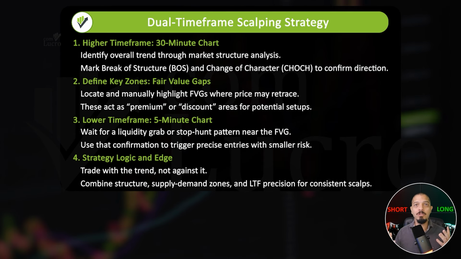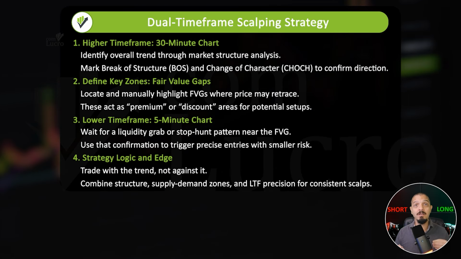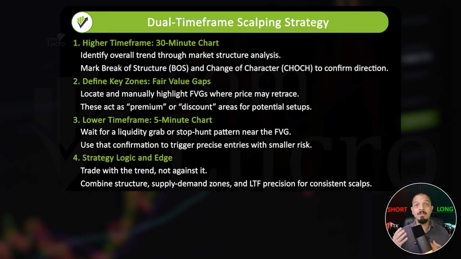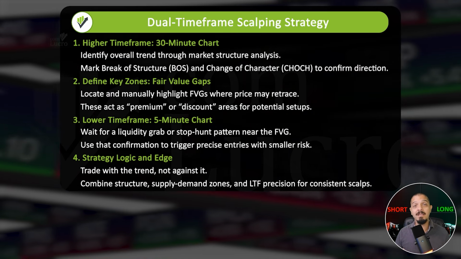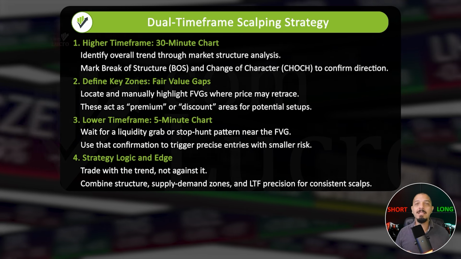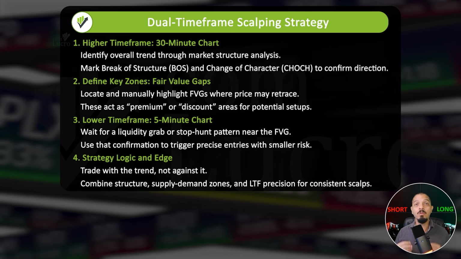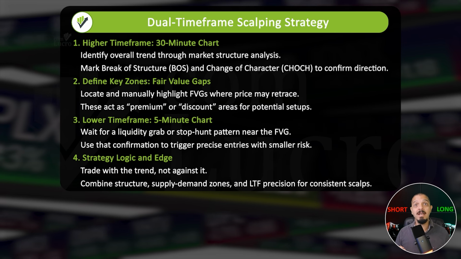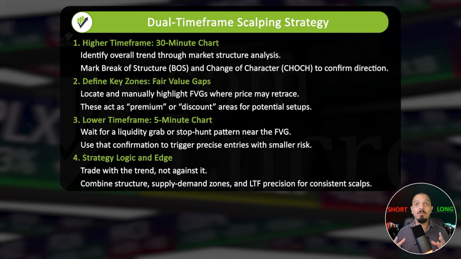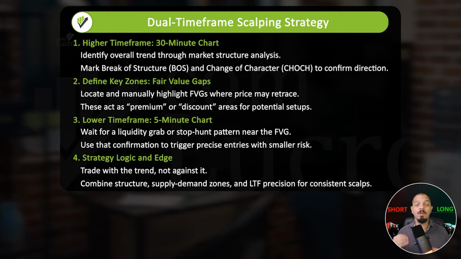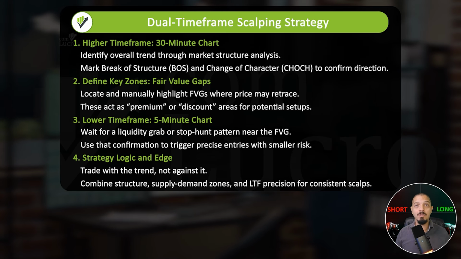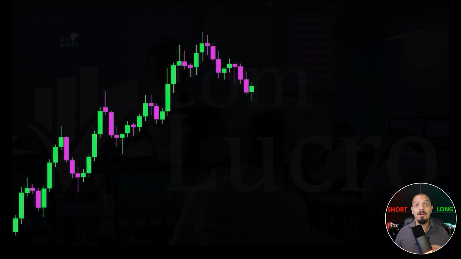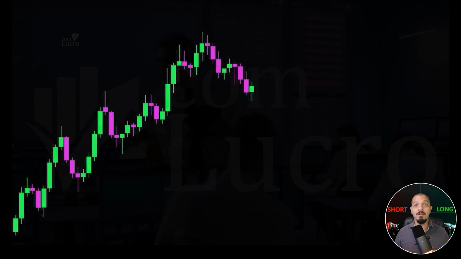Once price returns to those gaps, we switch to the lower time frame. On the 5-minute chart, we wait for a clear entry signal, typically when a liquidity grab pattern appears. After spotting that setup, we enter the trade and define our targets. This approach works because it combines three key elements: trading in line with the trend, taking entries from strong supply and demand zones, and using lower time frame confirmation for precision. Now, let me show you how this works directly on the price chart.